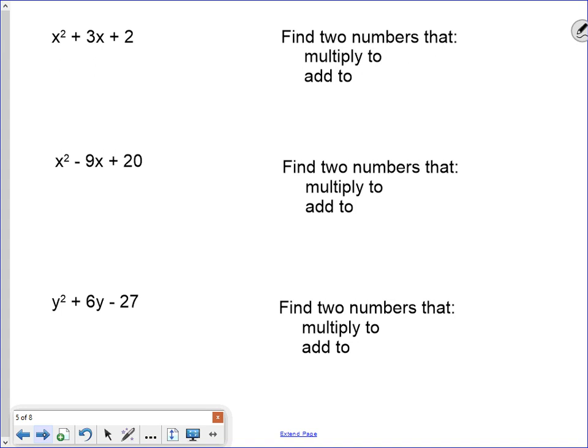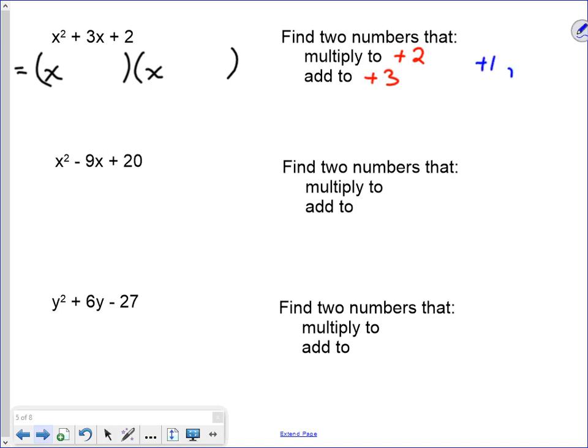Okay, we know that we're going to need two sets of brackets. Okay, we know that we've got x squared first, so it's going to start with an x, and it's going to start with an x. Now, we need to find two numbers that are going to multiply to our last number, which is positive 2, and add up to our middle number, which is positive 3. So we can start thinking of what are possible numbers that are going to multiply to positive 2. And there aren't very many possibilities here.